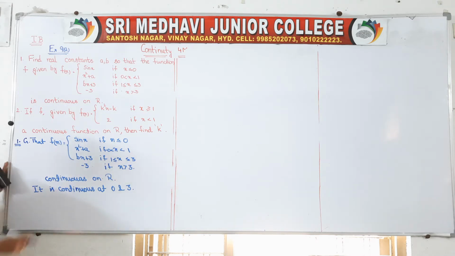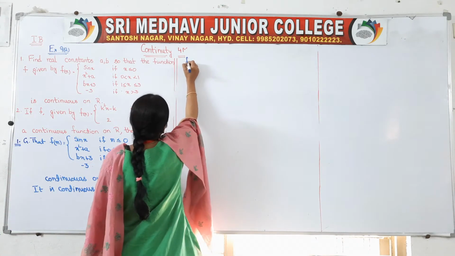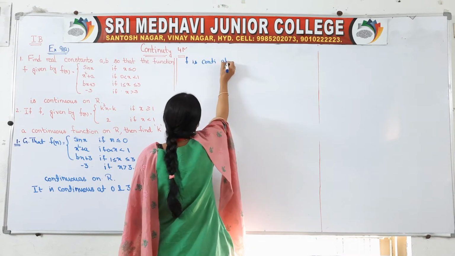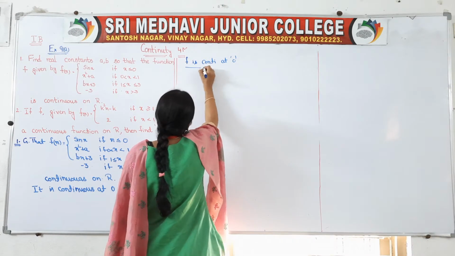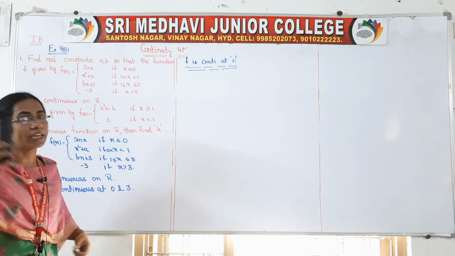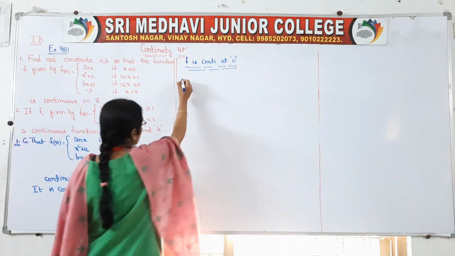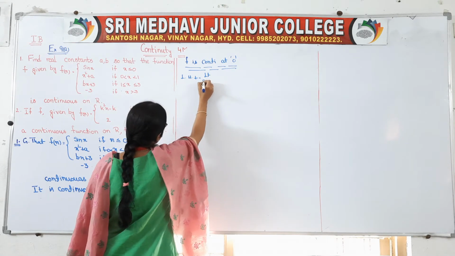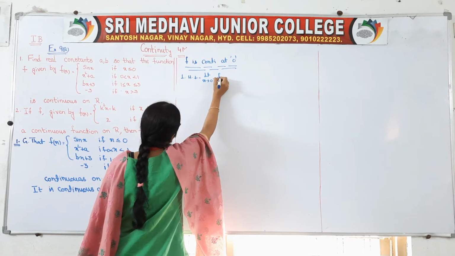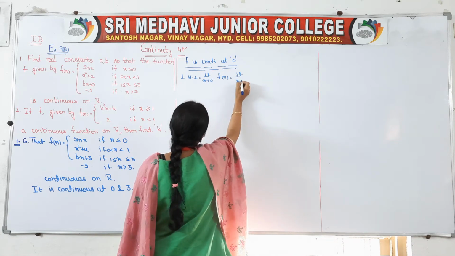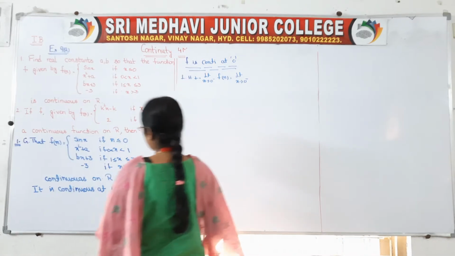So first you take, it is continuous at 0, right? So take f is continuous at 0. So what is the meaning? Left hand limit at 0 is equal to right hand limit at 0. So come on, find out the left hand limit. It is equal to limit x tends to 0 minus f of x.